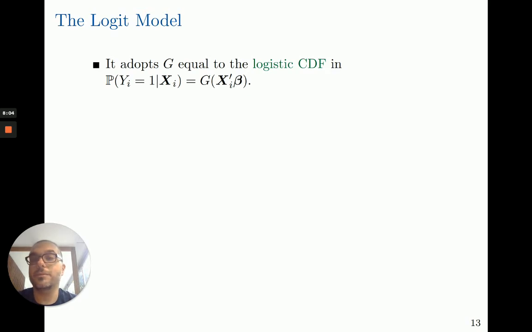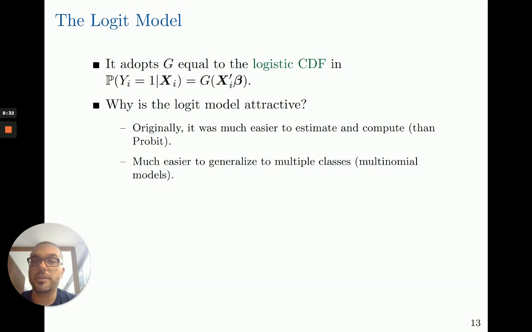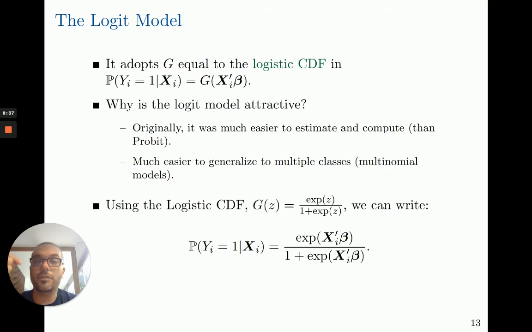And what's the Logit model? In the Logit model, the choice for G is the logistic CDF instead of the Gaussian CDF. So why is the Logit model attractive? Originally, it was much easier to estimate and compute than the Probit because it does not involve that integral. It's also much easier to generalize to multiple classes, like multinomial models, as we are going to see during the second block. The logistic CDF has a much simpler expression because it's a ratio of exponentials.